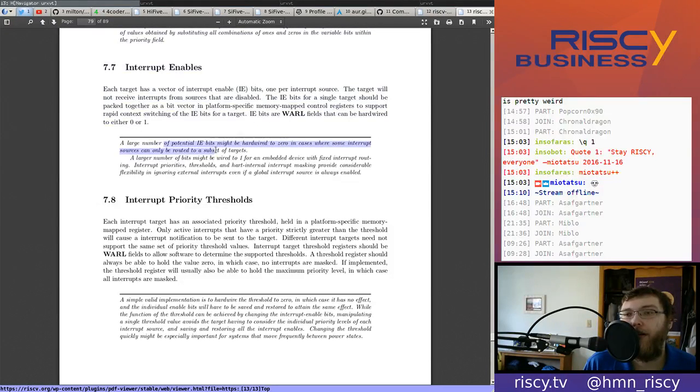So a large number of potential IE bits might be hardwired to 0 in cases where some interrupt sources can only be routed to a subset of targets. A large number of bits might be wired to 1 for an embedded device with fixed interrupt routing. Interrupt priorities, thresholds, and Hart internal interrupt masking provide considerable flexibility in ignoring external interrupts, even if a global interrupt source is always enabled.